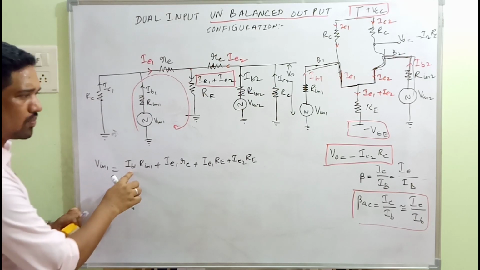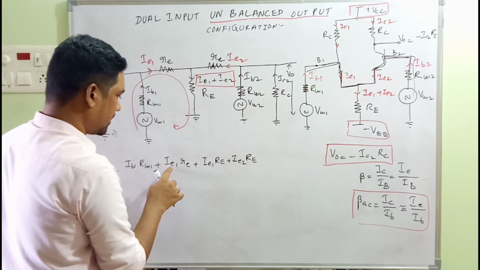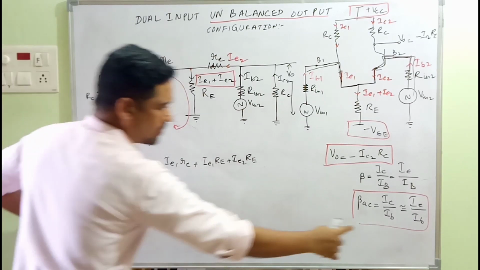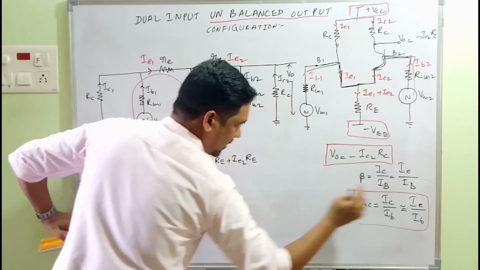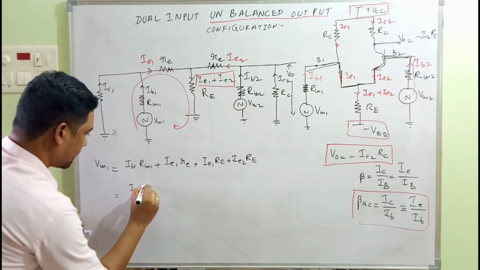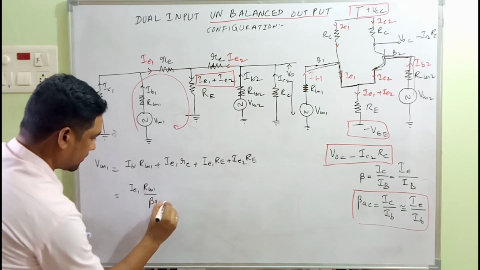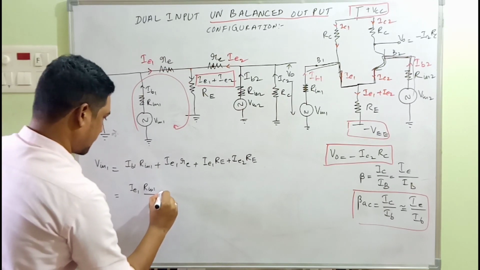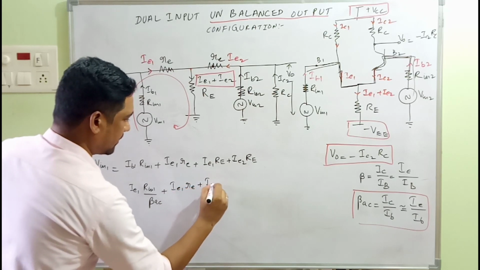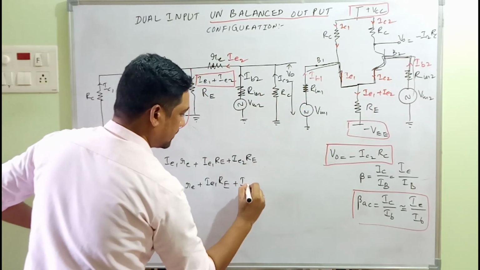So now this IB1, we need the entire expression in terms of emitter currents. It should be either in IE1 or IE2, and this IB1 can be transformed to IE1 making use of this expression. So from here IB1 can be written as IE1 into Rin1 by beta AC. And going ahead, it's IE1 RE plus IE1 capital RE, the external resistance, plus IE2 RE.